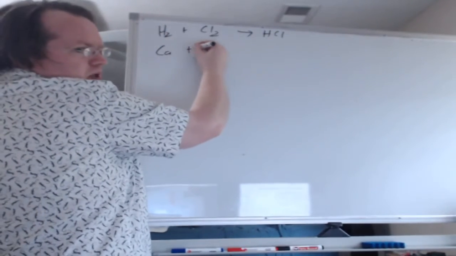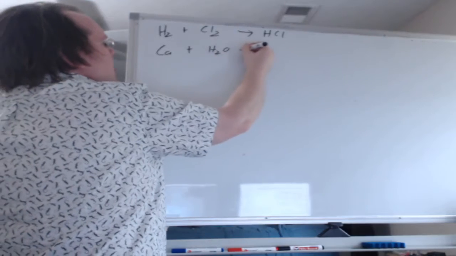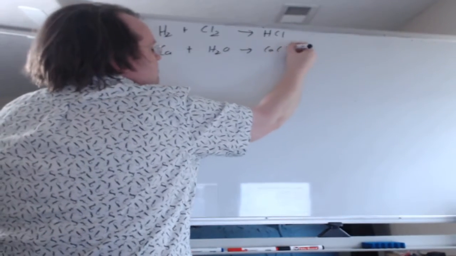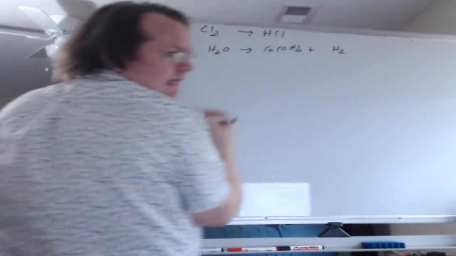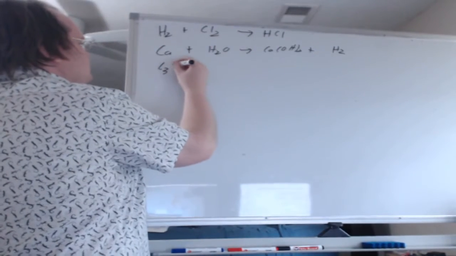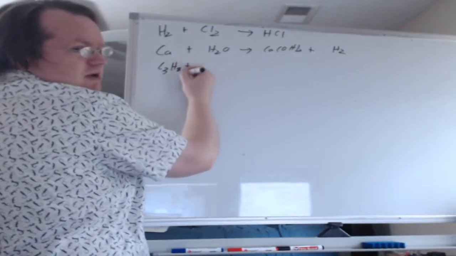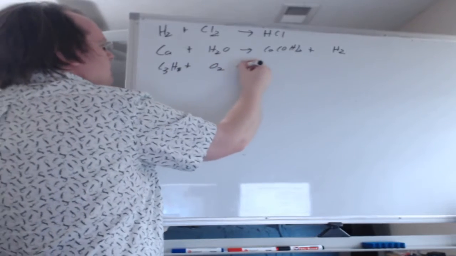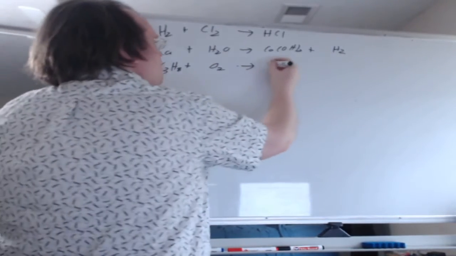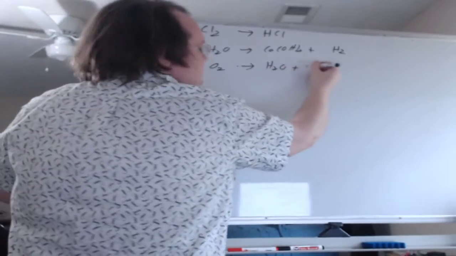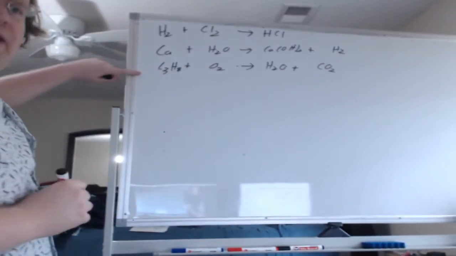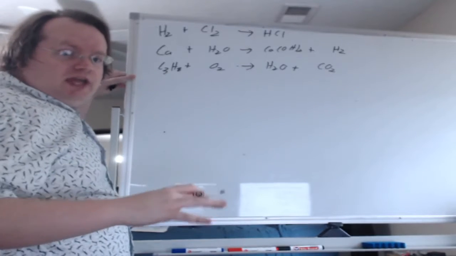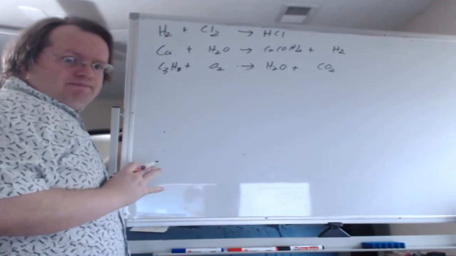Calcium plus water makes calcium hydroxide plus hydrogen. C3H8, I'm not going to know what that is right now, plus oxygen makes water plus CO2. What I want you to do is pause me now and try to balance these 3 questions and see what you get, and then compare it to what I get.